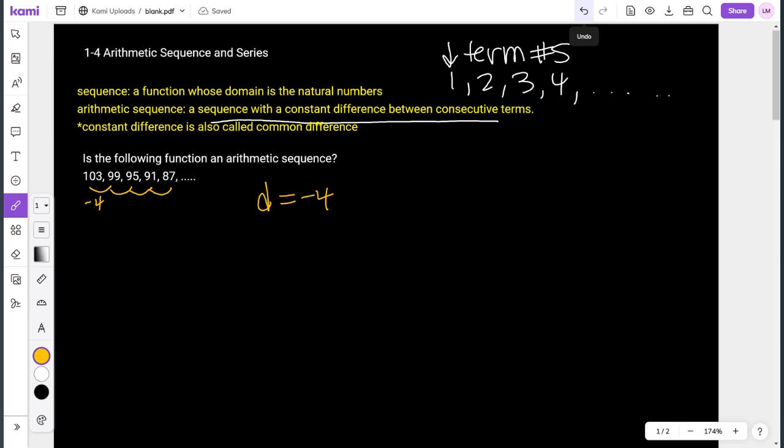All right, so if you are looking at your pattern, it's -4, -4, -4, and the next number is like 80, then no, this is not an arithmetic sequence.